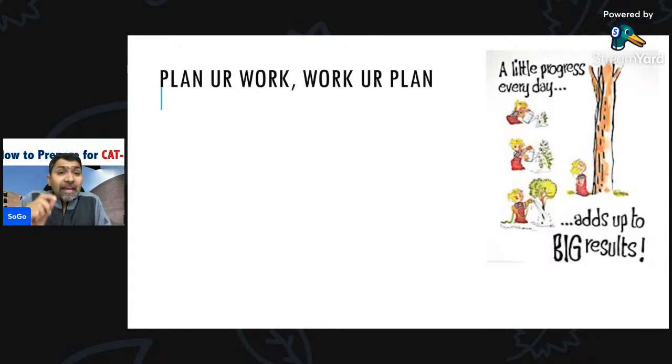Now, plan your work, your plan. What does it mean? You cannot be master in a single day. For example, if I talk about equations, you are not that great at equations. What you do is, you study equations for a few weeks, then you do questions of equations for a few weeks. After some time, again study the revised concept, then again do practice, then do it in mocks.